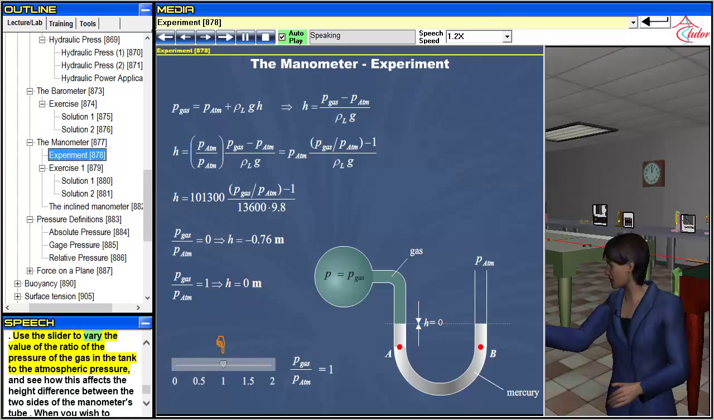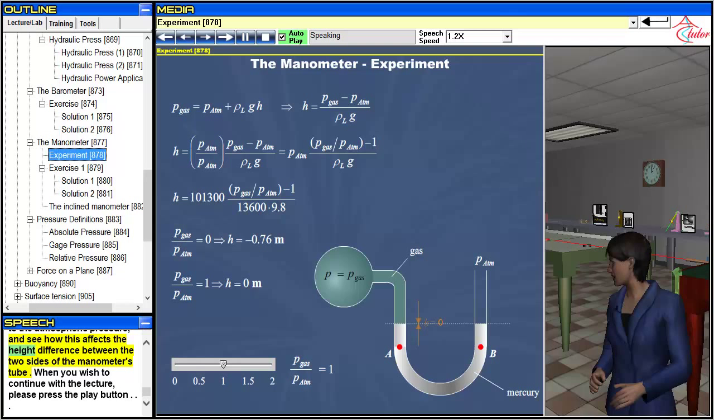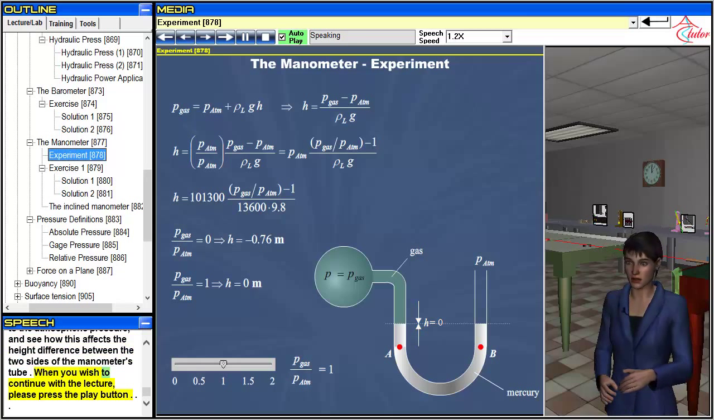Use the slider to vary the value of the ratio of the pressure of the gas in the tank to the atmospheric pressure, and see how this affects the height difference between the two sides of the manometer's tube. When you wish to continue with the lecture, please press the play button.